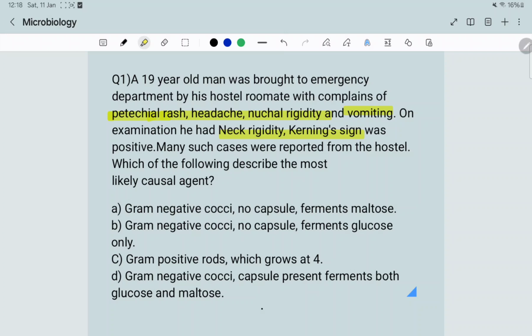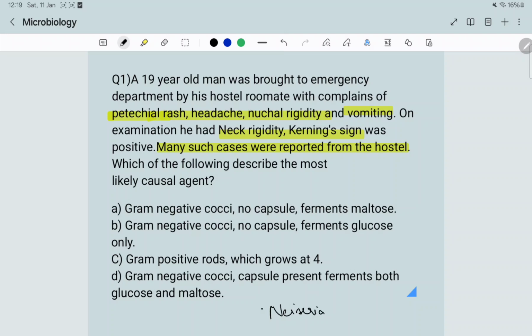Now the next line says many such cases were reported from the hostel. So this means Neisseria can be transmitted from one person to another via oral secretions or respiratory secretions, and being in a hostel, it's a very close space, so many cases are reported. So yes, it's Neisseria.